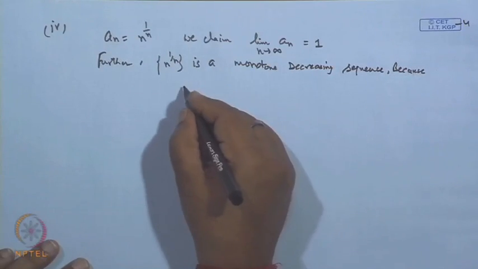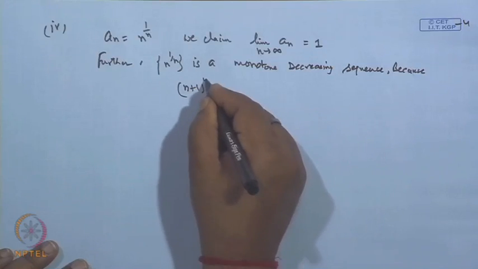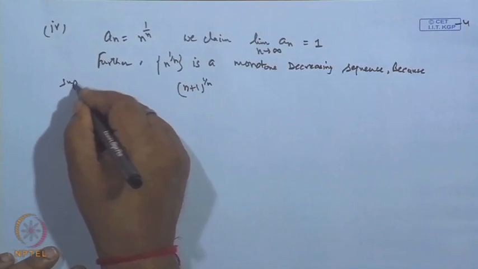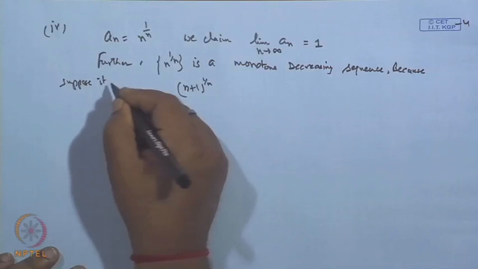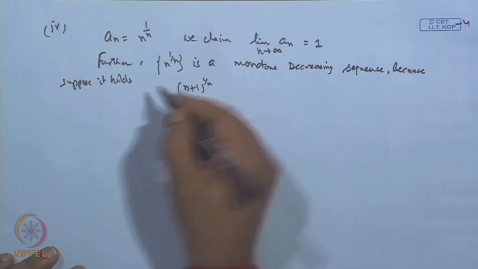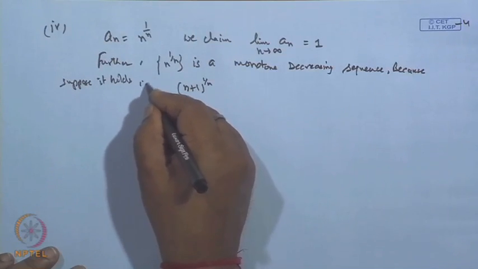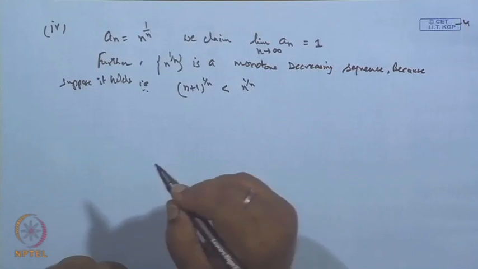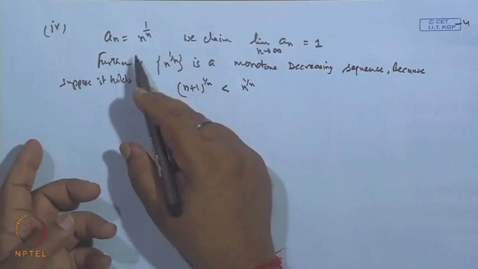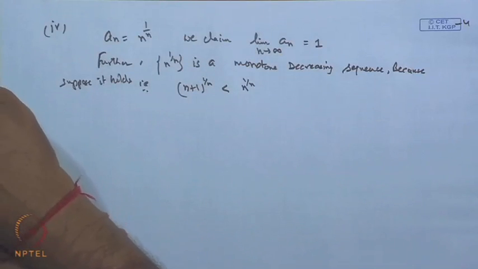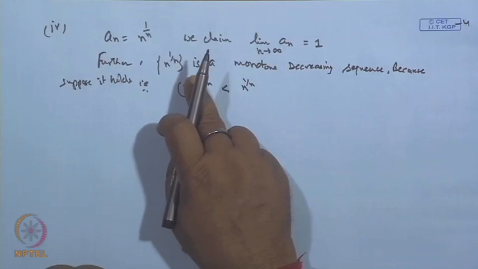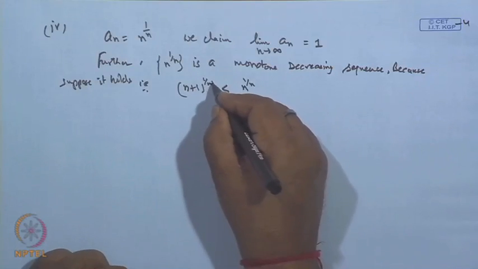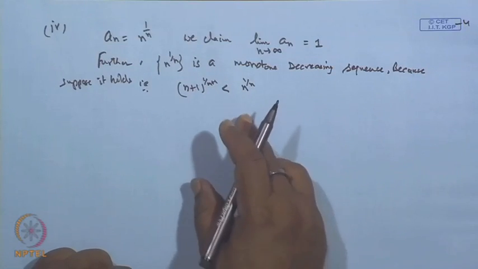suppose it holds, then n plus 1 to the power 1 by n plus 1 should be less than n to the power 1 by n. As n increases, it decreases. So, we claim that this is a decreasing sequence, monotone decreasing. Sir, n plus 1 whole to the power 1? N plus 1, n plus 1 exactly. So, we are getting this.